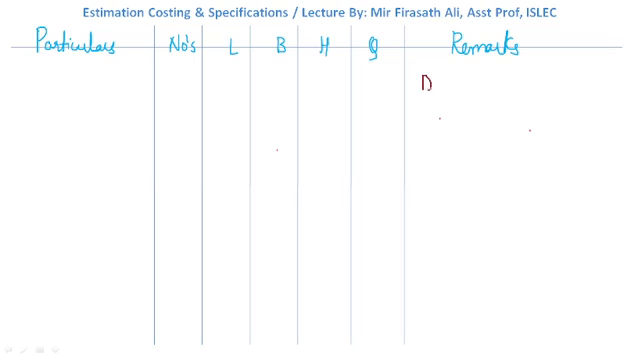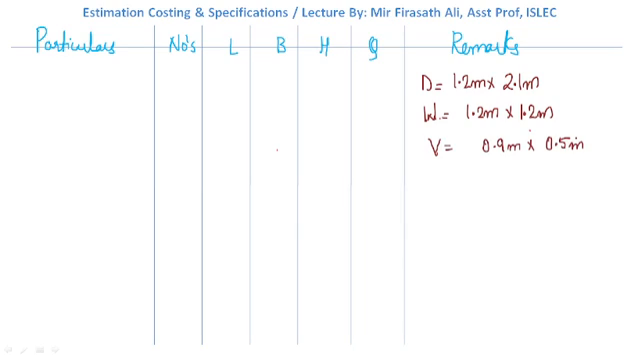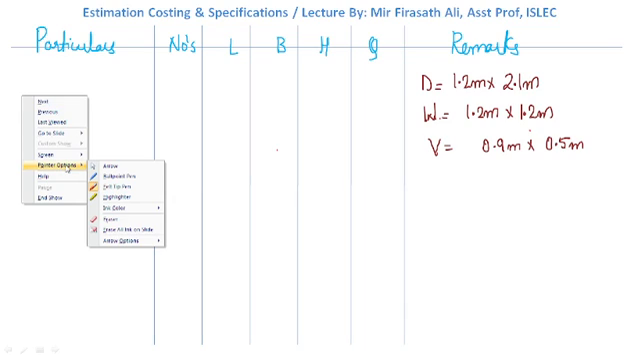The dimensions for door is 1.2 meter into 2.1 meter. The dimensions for windows is 1.2 meter into 1.2 meter. The dimensions for ventilators is 0.9 meters into 0.5 meters. Now, let us start the deductions. Let us try to make the deductions for doors, windows and ventilators.